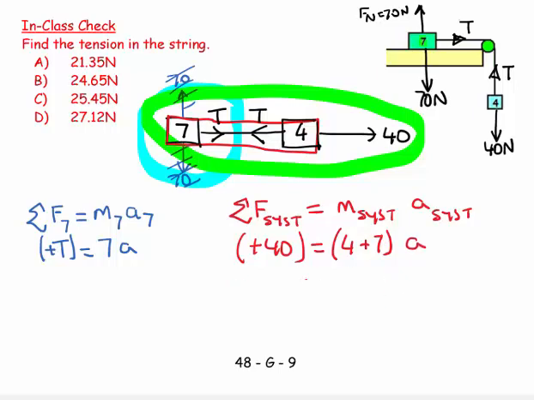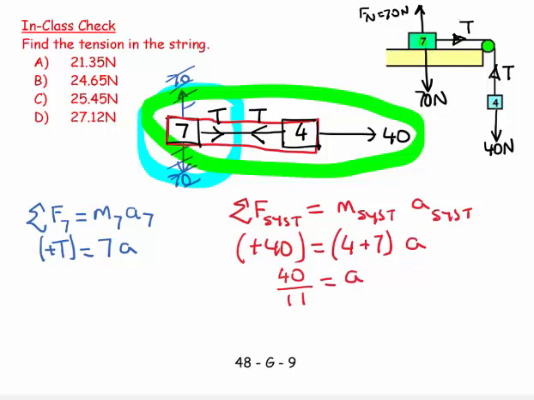And this equals 40 over 11 equals A. So I have my acceleration for the system, which is the same as the acceleration of the 4 kilogram block, which is the same as the acceleration of the 7 kilogram block, which is the same as the acceleration of any point on this system, because they're all connected together and they're not expanding or contracting.